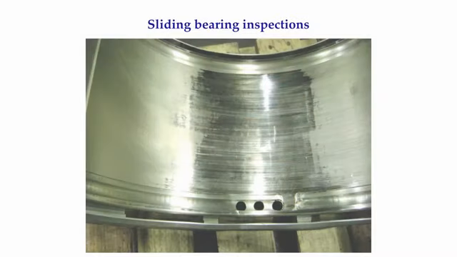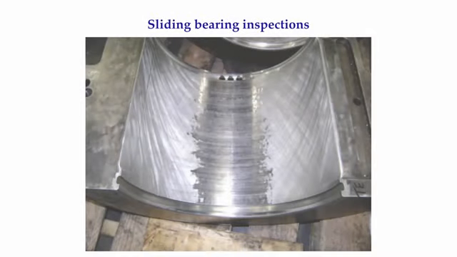During outages, it is a common practice to remove the bearings and inspect them for damage or wear. Here is an example of normal wear on the lower half of a bearing. Notice how the wear marks are even across the width of the bearing. In this case, the bearing was probably subjected to slightly more load than was intended.